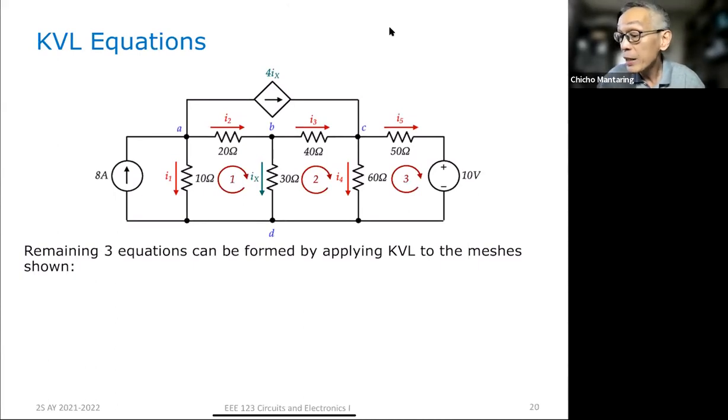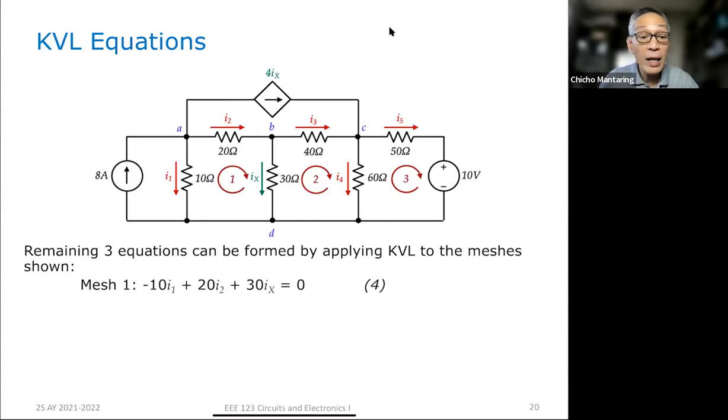The meshes that I'm going to use are mesh 1, mesh 2, and mesh 3. The reason why I don't want to use this mesh is because I don't know the voltage across this current source. And I also don't want to use this mesh because I don't know the voltage across this controlled current source. So if I apply KVL to the meshes, that's minus 10 I1 plus 20 I2 plus 30 IX is equal to 0.